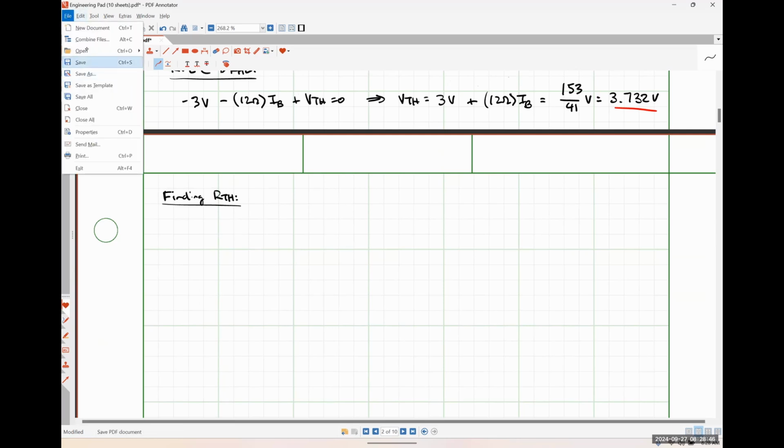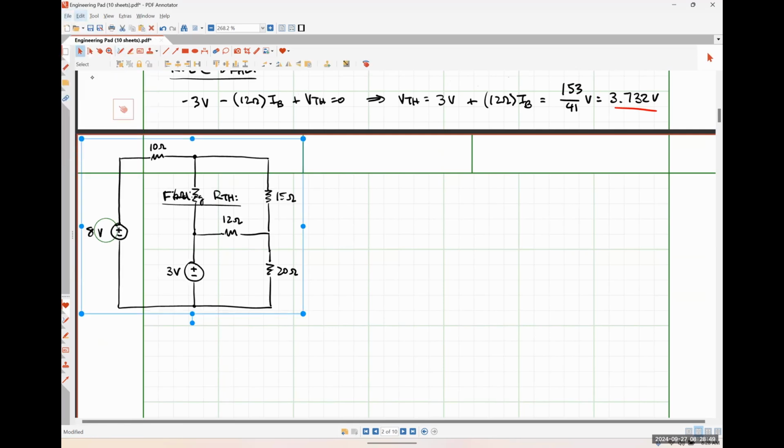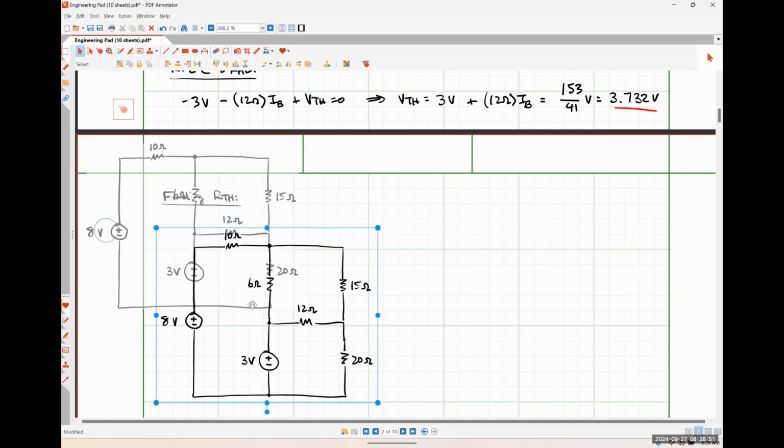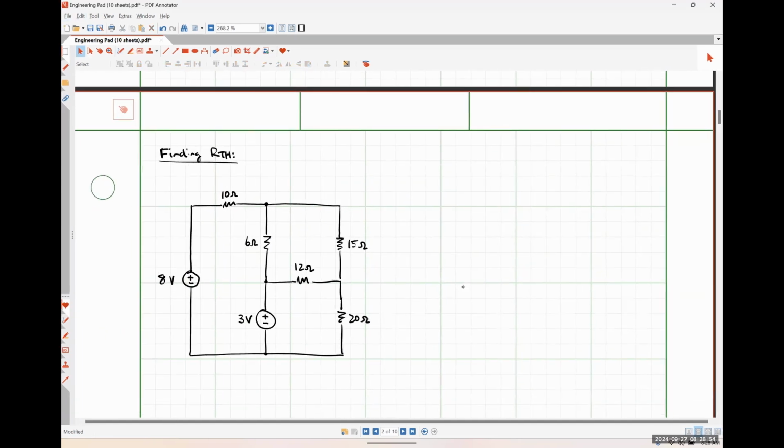So I'm taking my original circuit. Since I'm finding the Thevenin equivalent with respect to the 20 ohm resistor, I am once again just going to take the 20 ohm resistor out of the circuit. Okay. The Thevenin equivalent resistance is always found by looking into the terminals of a dead network. I have two voltage sources that are on, so I do not currently have a dead network.